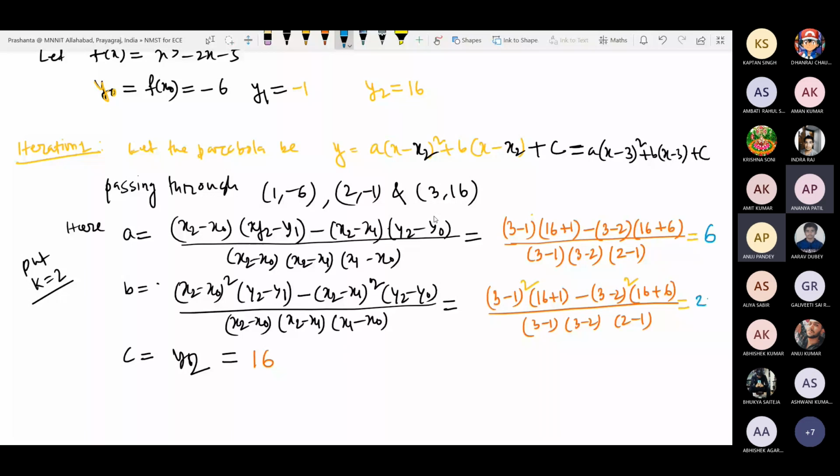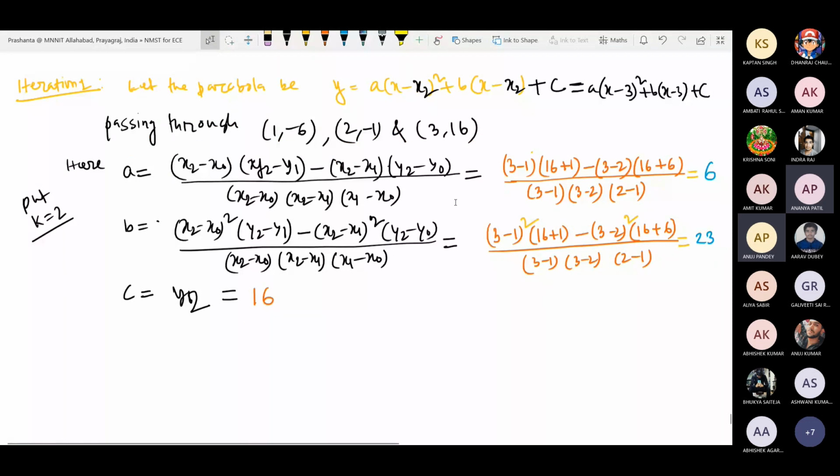So now you have the values of A, B, and C: A is 6, B is 23, C is 16. Okay. So what will you do now? The next approximate root will be x3. So what is the formula for x3? x_{k+1} equals xk plus 2c by minus b plus minus root over b square minus 4ac.